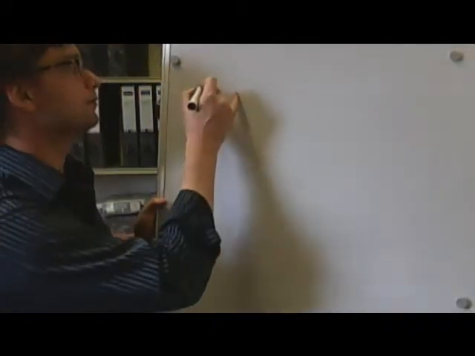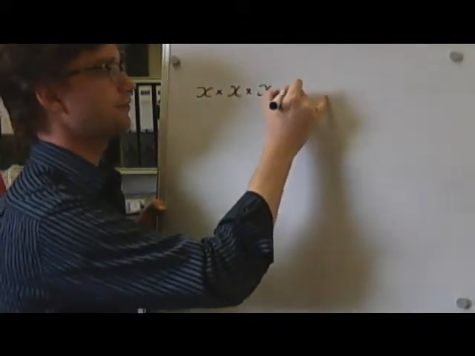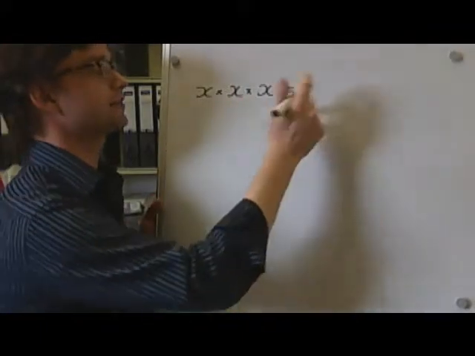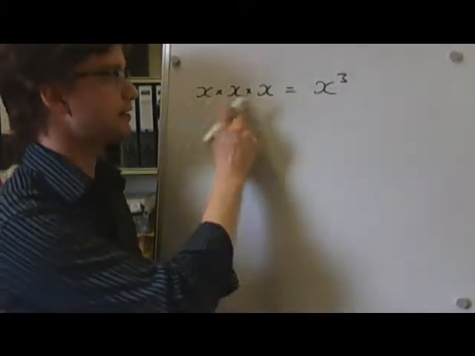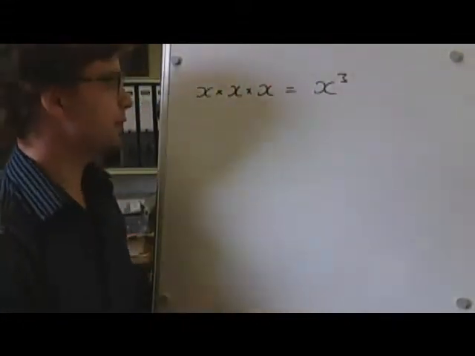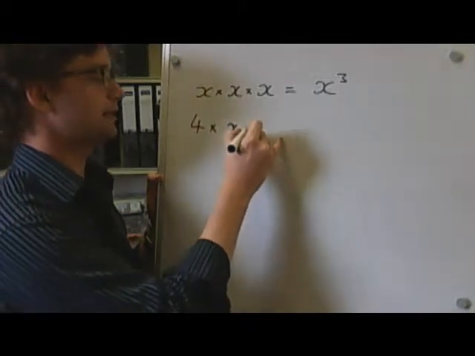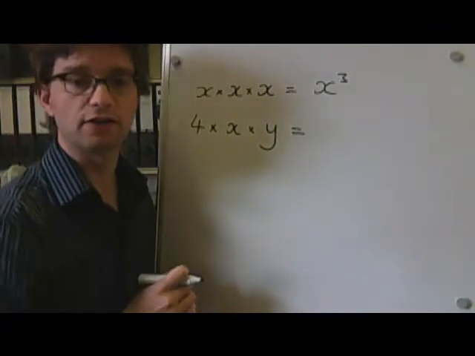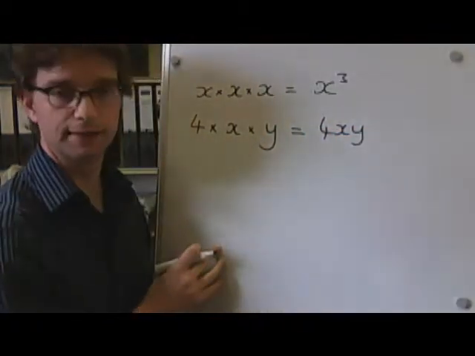So probably the most common shorthand is the index or power. So if we've got to write something like x times x times x, we would probably write that as x cubed. That's 3 x's in a row, all multiplied together, we'd write x cubed. If we were going to write something like 4 times x times y, we wouldn't write these time signs here, we just write 4xy, like that.